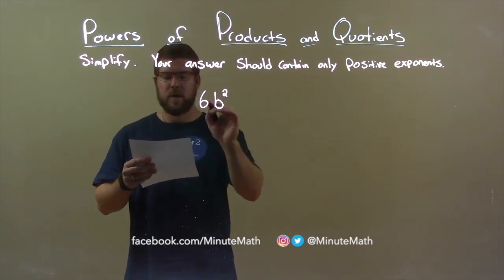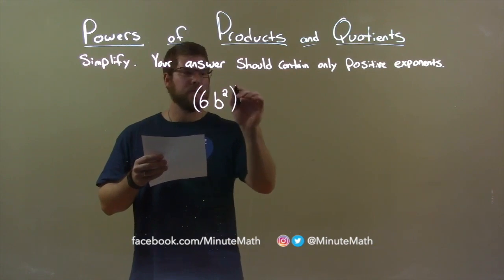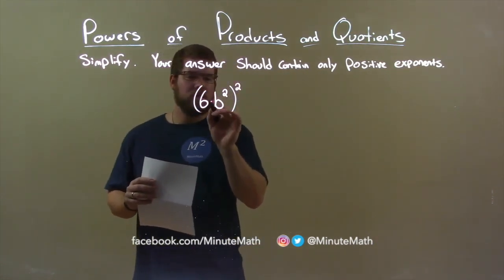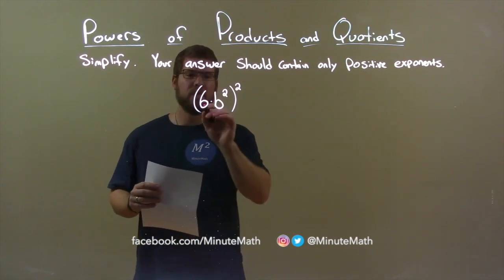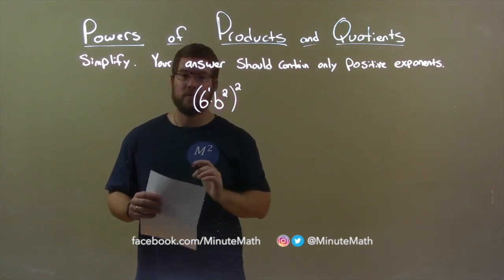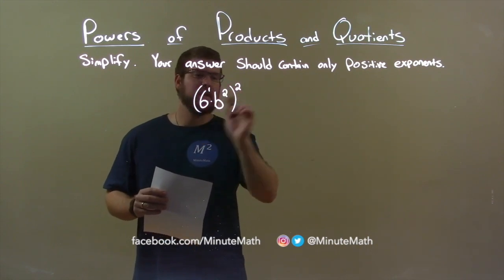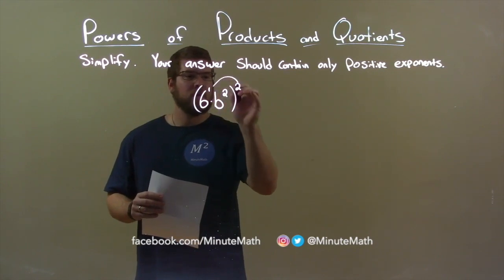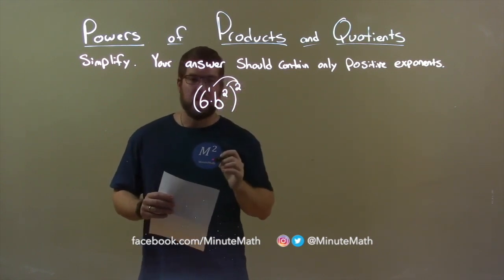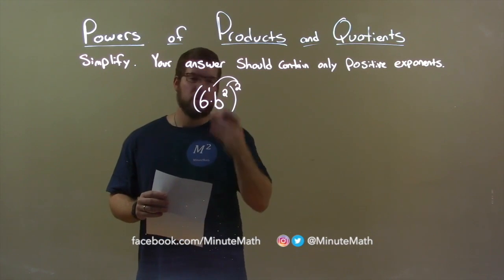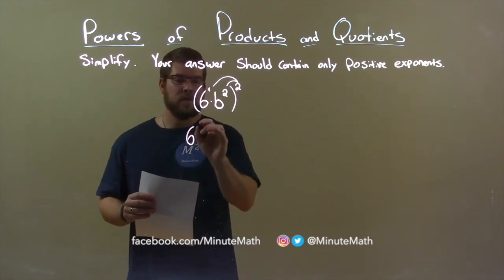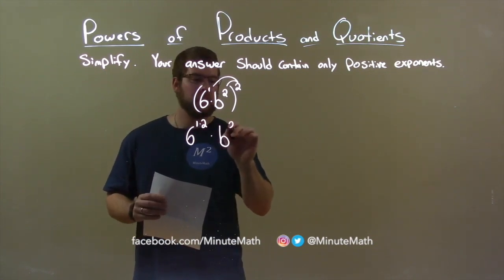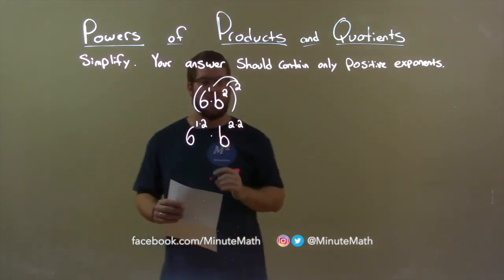6b squared, all raised to the 2nd power. Well, 6b squared is 6 times b squared, and 6 right here is really 6 to the 1st power. When we raise everything here to the exponent, squared, we can distribute that exponent to the exponents on the inside. And when we do that, we're multiplying them. So this simplifies to be 6 to the 1 times 2 power times b to the 2 times 2 power.